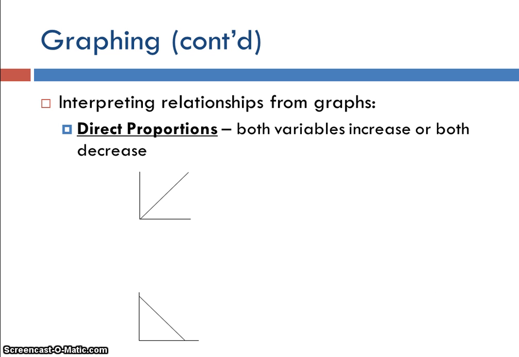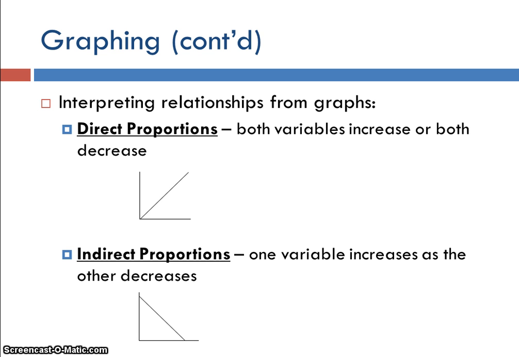The last thing is just to be able to look at a graph and see if it's going to be a direct or indirect proportion, and it's going to be based on the slope of the line. So notice in that first graph, it's a positive slope, so as x increases, y also increases. And that shows a direct relationship between the two variables. The second graph shows an indirect proportion, where one variable increases as the other decreases.